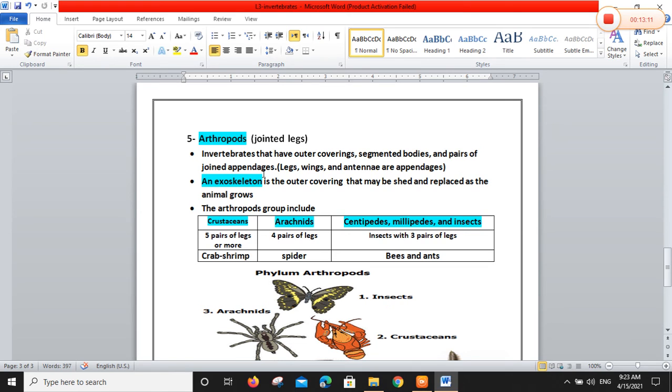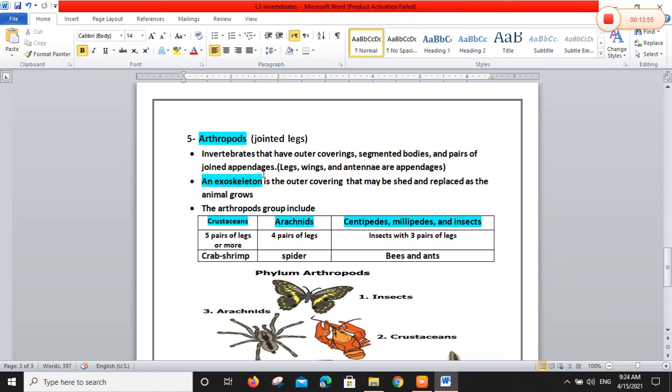Arthropods include crustaceans. Crust means shell. Crustaceans, like crab and shrimp. Characterized by five pairs of legs or more. Yes, a lot of legs for shrimp. So crustaceans have exoskeletons, characterized by five pairs of legs or more. Okay? And the examples are crab and shrimp.